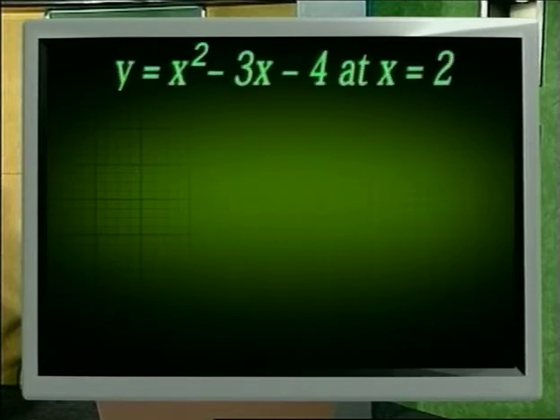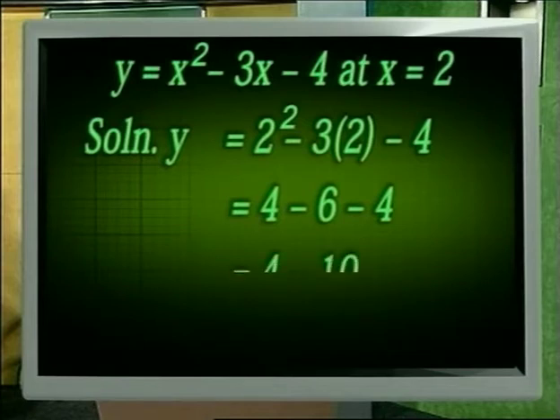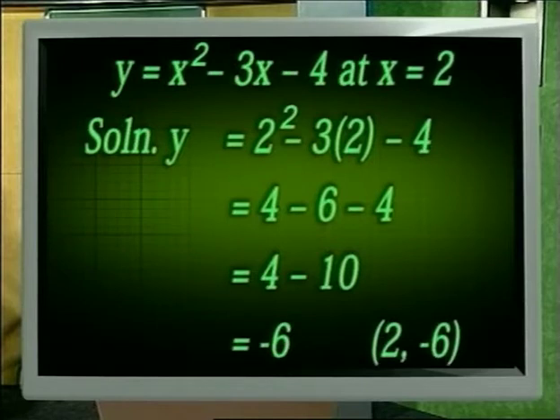Now we take third value, that is x is equal to 2. Putting the value of x as 2 in the equation x square minus 3x minus 4, we get 2 square minus 3 in the bracket 2 minus 4. 2 square is 4. 3 into 2 is 6. So we get 4 minus 6 minus 4, which gives you 4 minus 10. Answer is minus 6. So we get one more point, that is 2, minus 6.